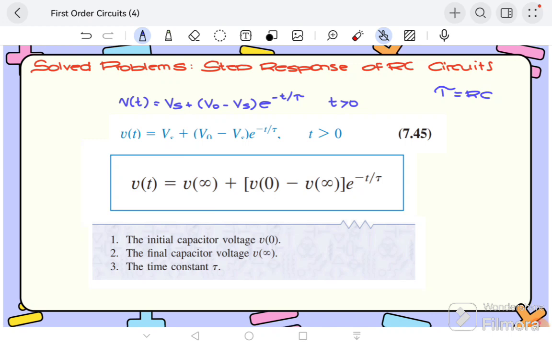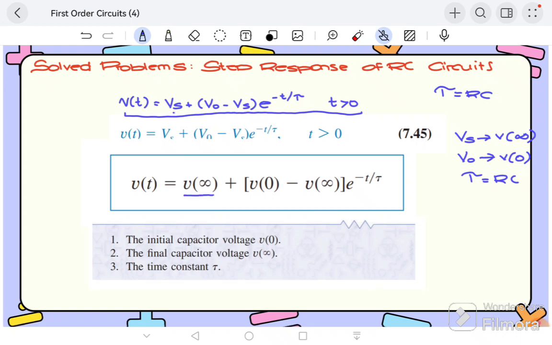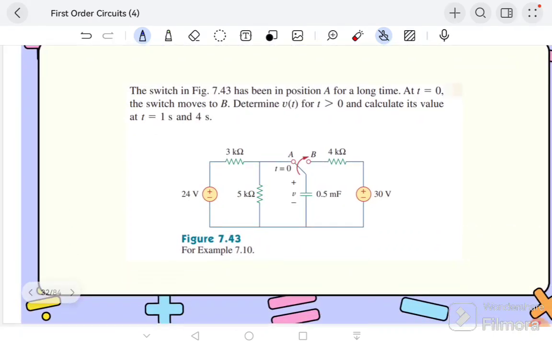Now, Vs is the voltage of the capacitor as t approaches infinity. Vo is the voltage of the capacitor at t equals 0. And tau equals RC. So we can also write the function V of t as V of t equals V infinity plus (V sub O minus V infinity) e to the negative t over tau, where again, V sub O is the initial voltage, V infinity is the final voltage of the capacitor, and tau is our time constant. Now let us solve this problem.